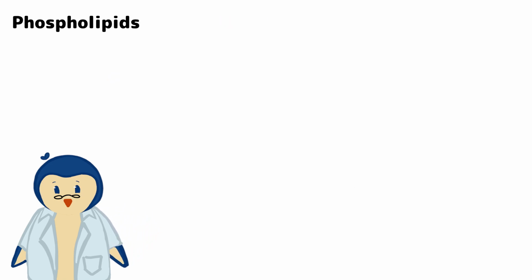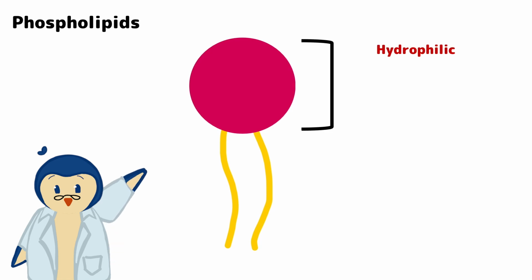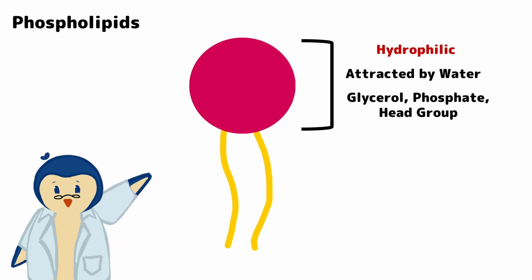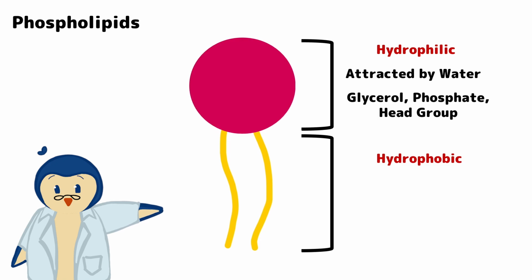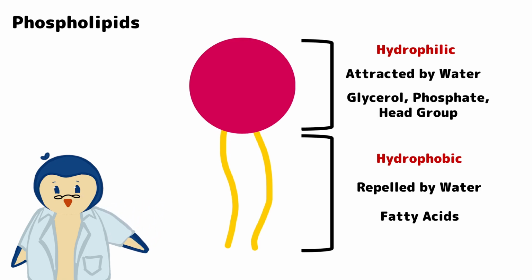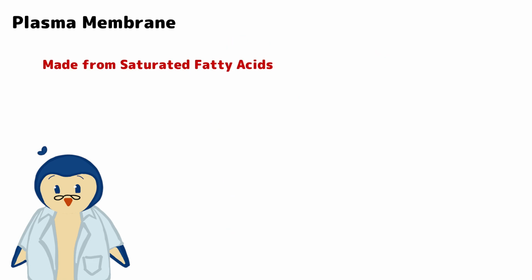trait: they are amphipathic, meaning that they consist of a hydrophilic part, meaning that it is attracted by water, and it consists of the glycerol, phosphate, and head group. And meanwhile, it also has hydrophobic tails, a hydrophobic part, which mostly consists of the fatty acids and is repelled by the water. So if we put the hydrophobic molecules into the water, they will aggregate. And as such, this kind of structure is perfect for assembling certain structures, such as the plasma membrane.